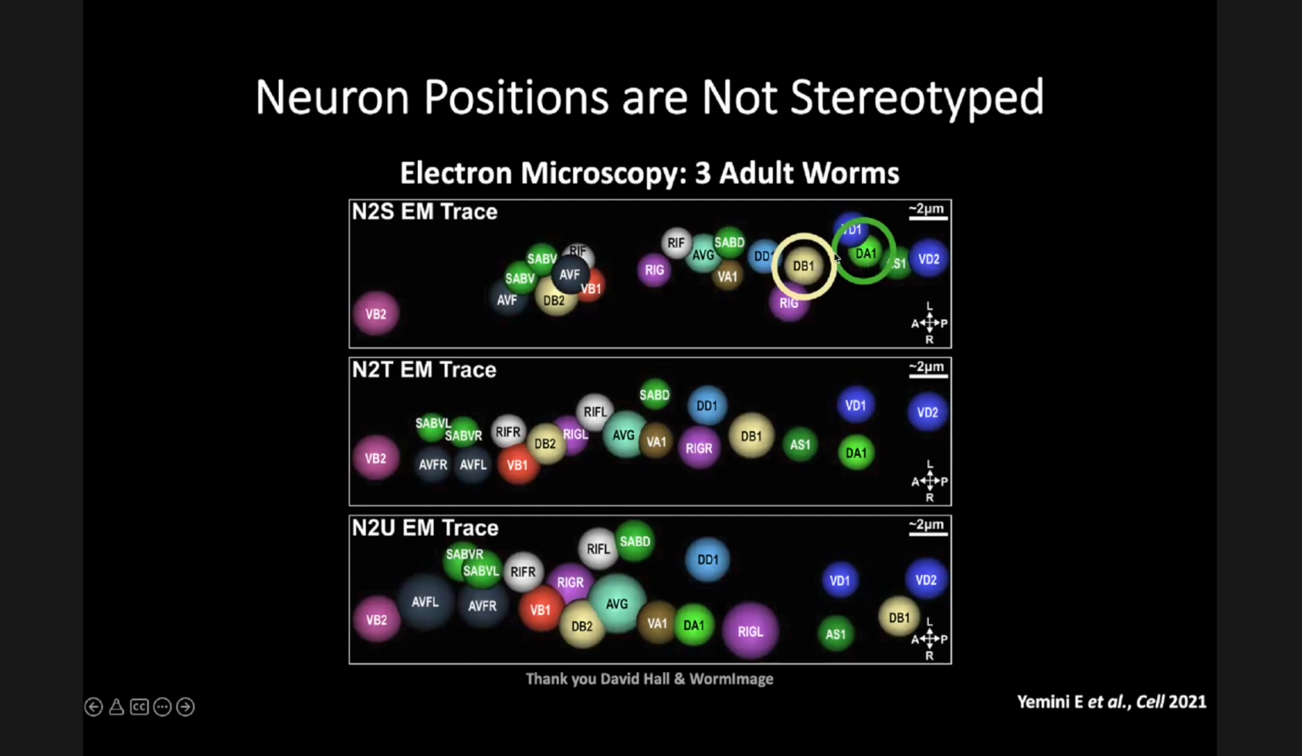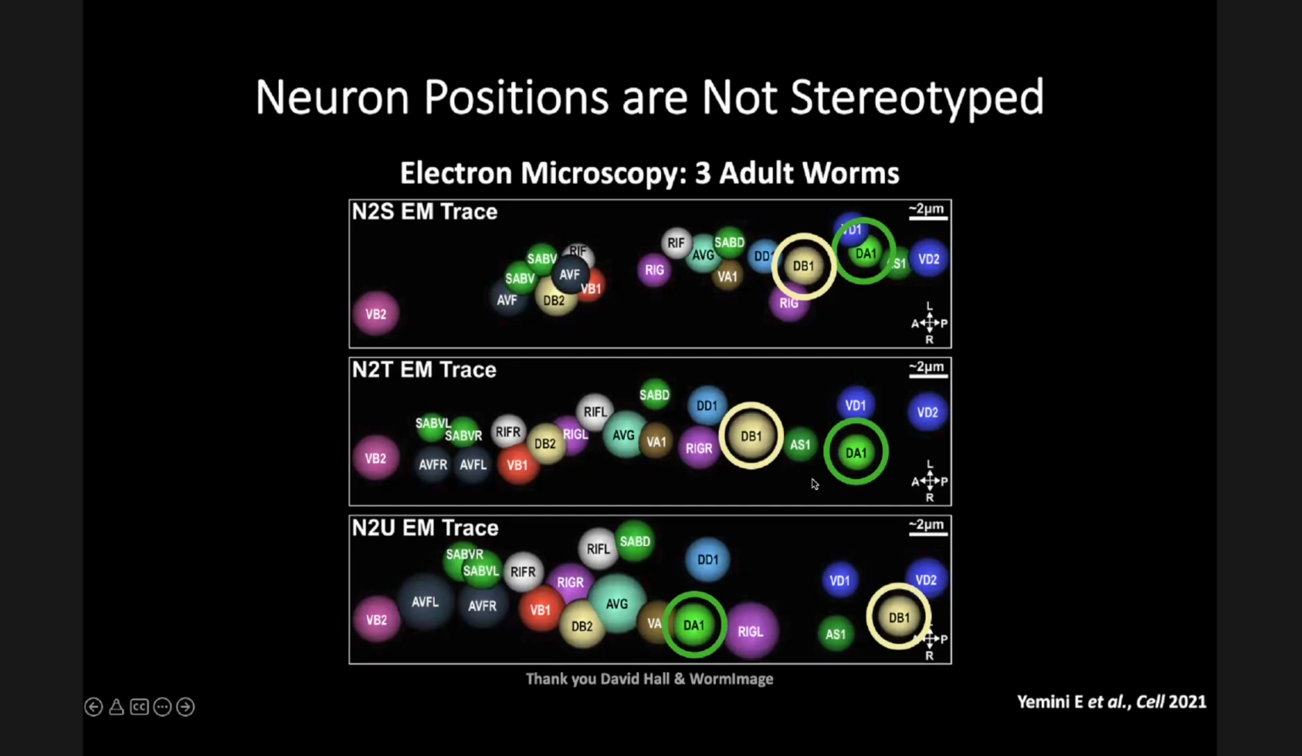The names don't matter, but I just want to show you that in the first adult hermaphrodite, they are right next to each other. And in the second adult hermaphrodite, they found in the 80s that they are separated by a neuron. There's a neuron between them here. And in the third adult hermaphrodite, there are 3 neurons between them, and they've switched their orientation. So now DA1 is the anterior neuron and DB1 is the posterior neuron.